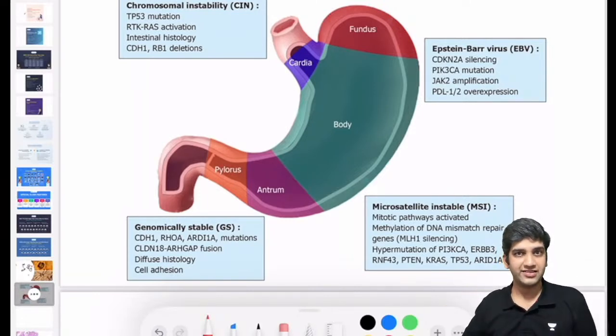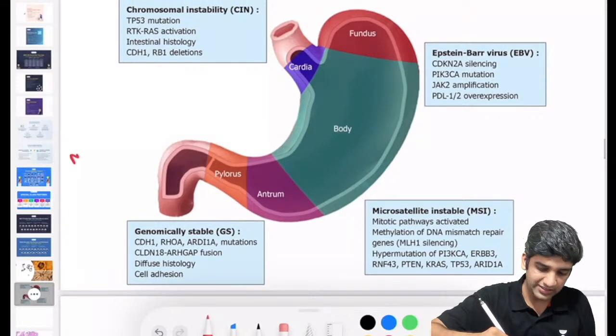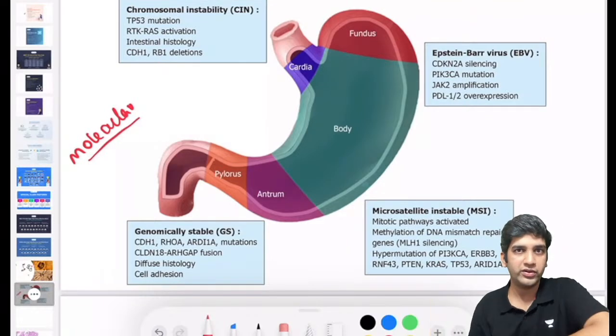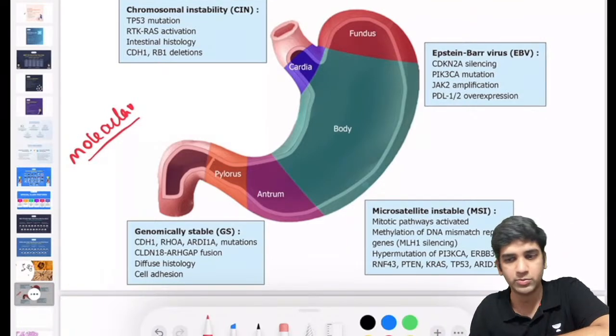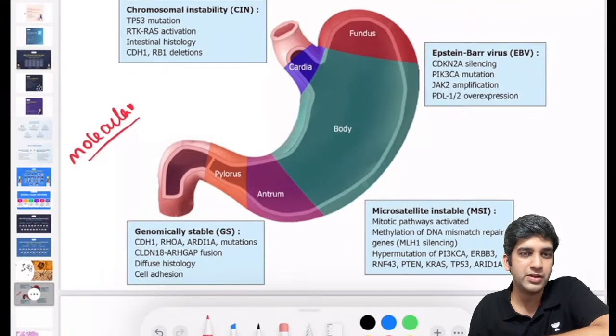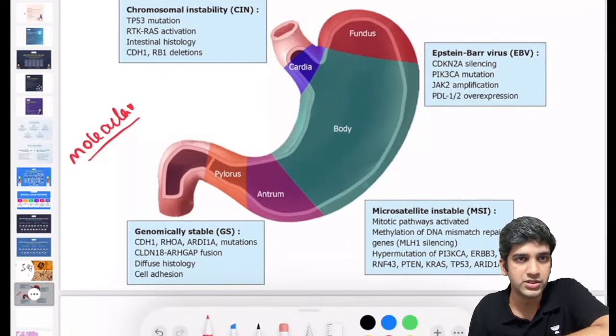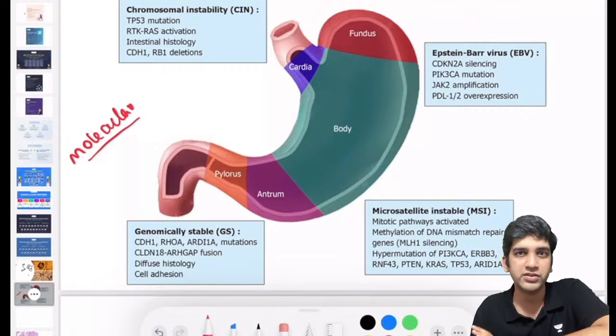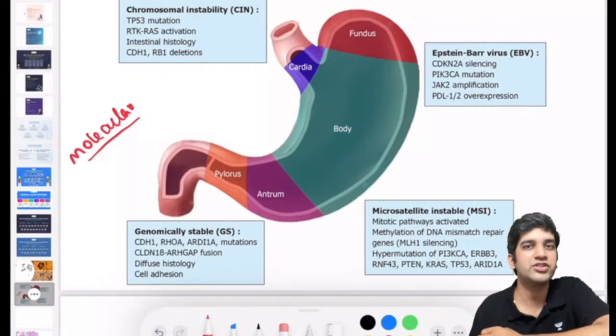The latest one for gastric carcinoma is the molecular classification of gastric carcinoma. There have been no questions as of now regarding molecular classification of gastric carcinoma. If something comes in future, you should be able to understand that. There are 4 subdivisions. I'll tell you a few important points regarding every subdivision. If you remember, there are 4 and few important ones, which is most common.